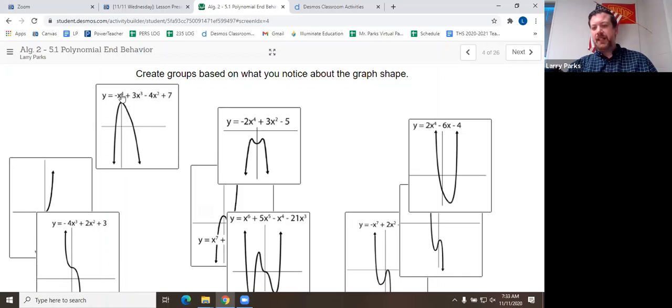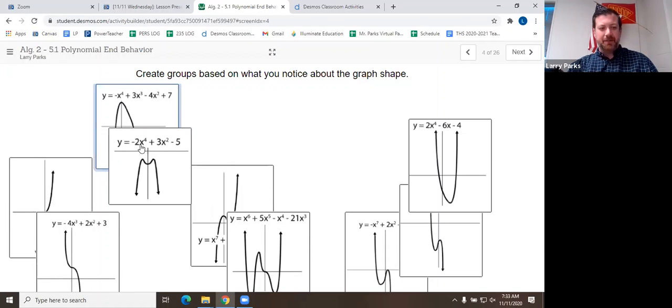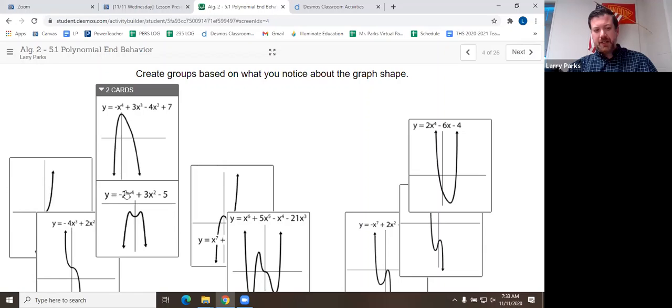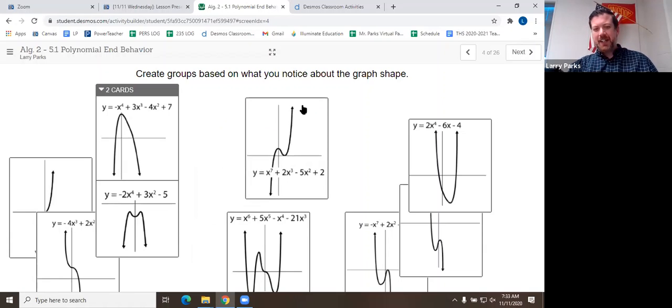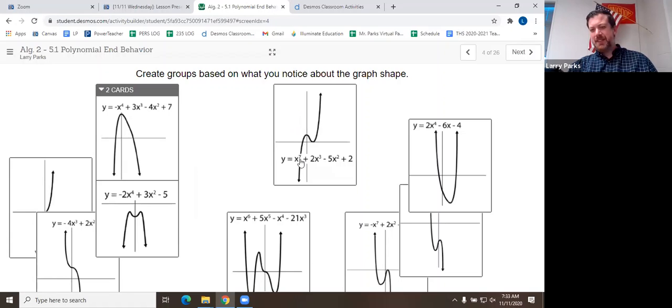So one thing that's interesting is if it's of even degree, means 2, 4, 6, 8, they do the same thing. So notice these two are both of even degree, 4 and 4, and they open down on the left, down on the right, down on the left, down on the right. Now, when they're of odd degree, they do the opposite. So they go down on one side, up on the other, and we say this is of odd degree because of the 7th.